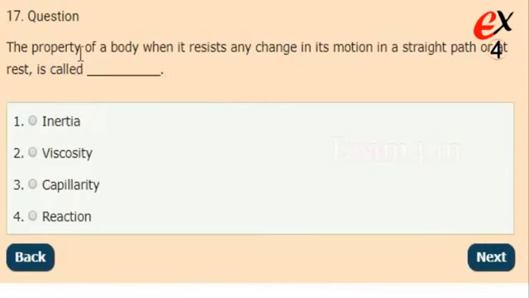Next. The property of a body when it resists any change in its motion in a straight path or at rest, what is it called? Options: inertia, viscosity, capillarity, reaction. Answer is option 1, inertia.